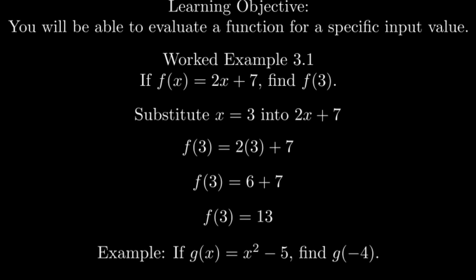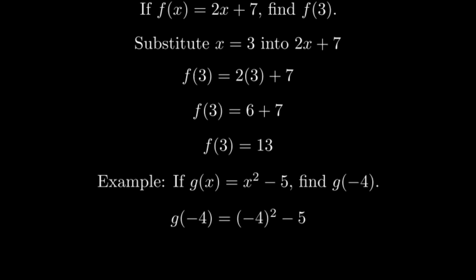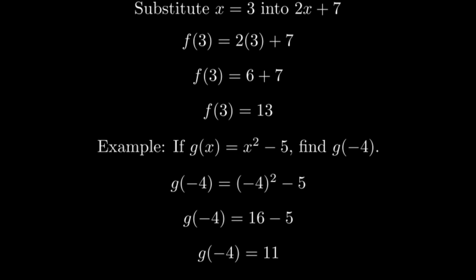That's right, we substitute -4 for x. It's very important to use parentheses here to avoid errors, especially with negative numbers. So we write g of -4 equals, in parentheses, -4 squared minus 5. -4 squared is positive 16. Then 16 minus 5 gives us 11.